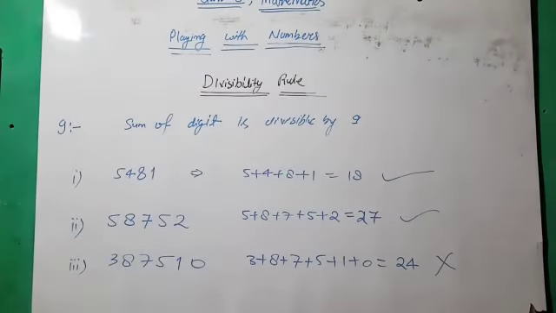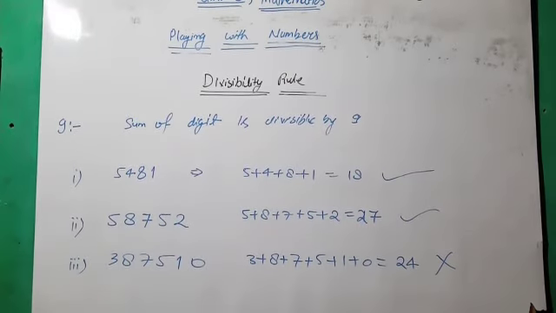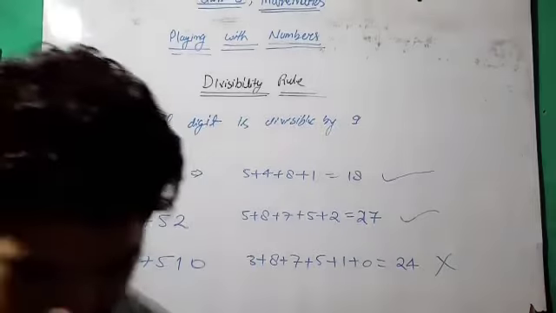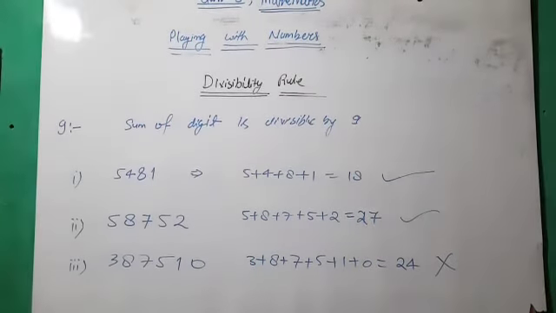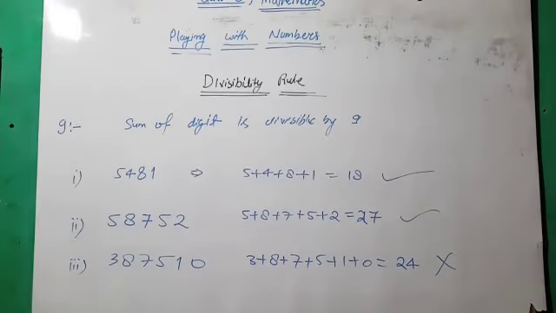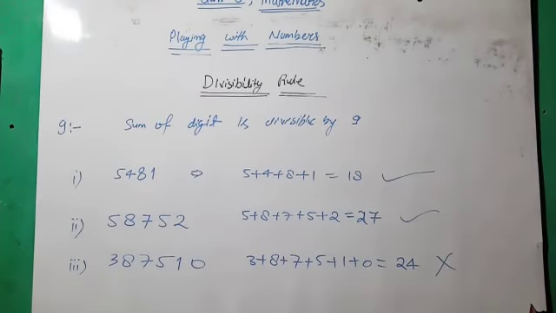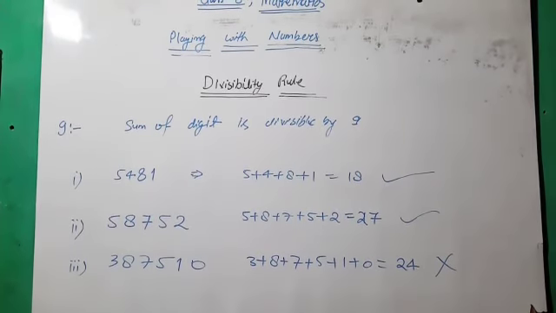Last one is divisibility of 10. Very simple: the last digit is 0. So you have to solve exercise 5b. That is very simple. And all the divisibility rules you have to write down in your fair copy with the examples, and you have to solve exercise 5b in your homework register.